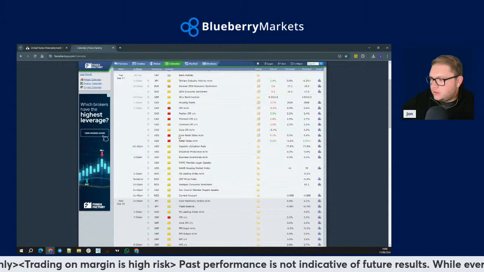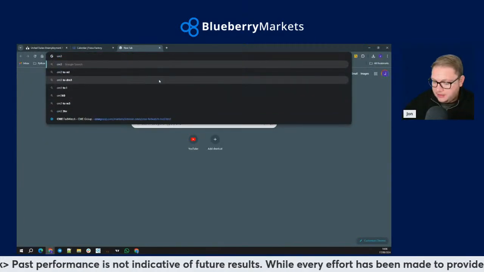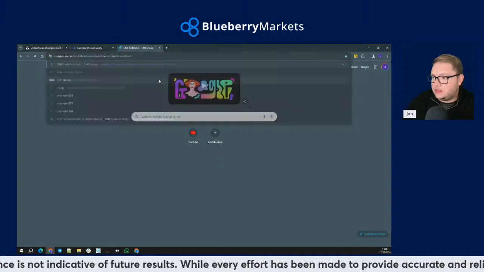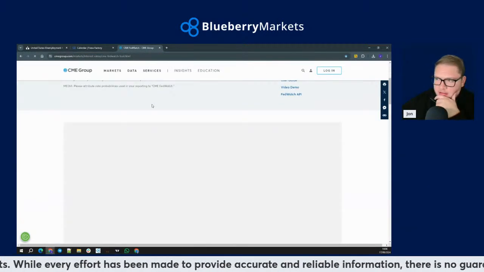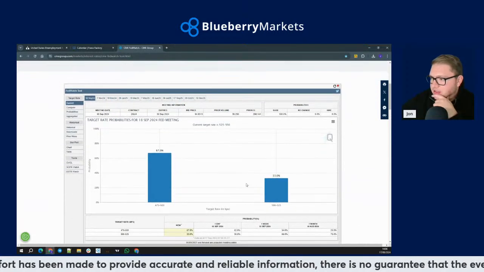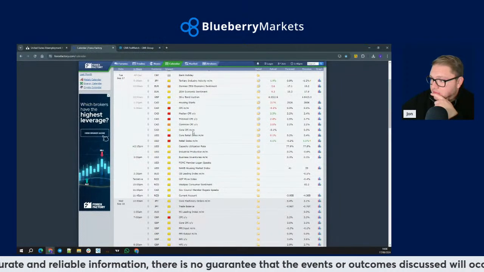So core retail sales. I haven't looked at the CME Fed Watch tool since, right? So let's have a little look at what's going on, whether the pricing has changed considering the update that we've had in terms of the retail sales.